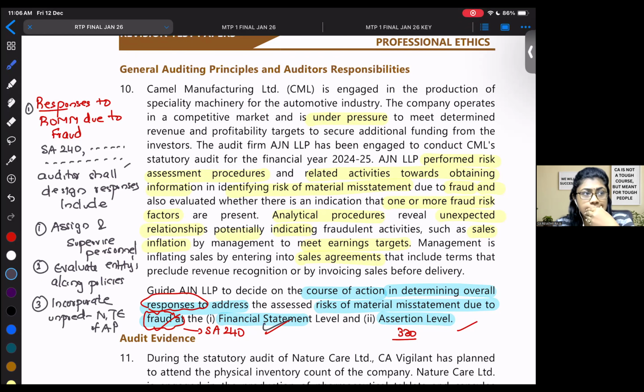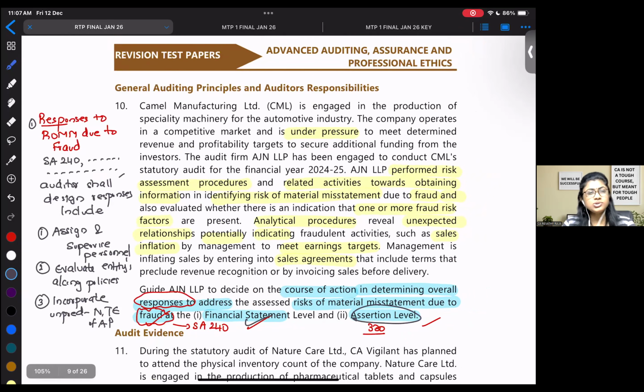Can you reply whether you understood? Others, can you reply? So first, since you think there is a risk, you direct and supervise, I mean, assign and supervise more personnel, evaluate accounting policies, how they have been selected and applied, and incorporate the element of unpredictability in designing nature, timing, and extent of procedures. But have I completed the answer? No, one more thing is there at the assertion level, which is more specific. Since you find there is a fraud, will you rely on internal evidence or on external evidence more? Already you have a suspicion of fraud, so you will go for more external.